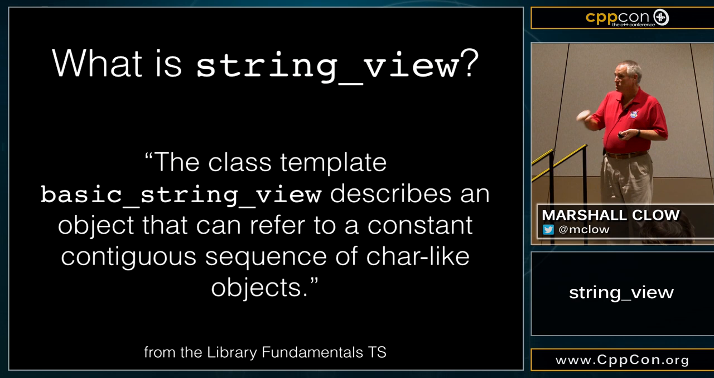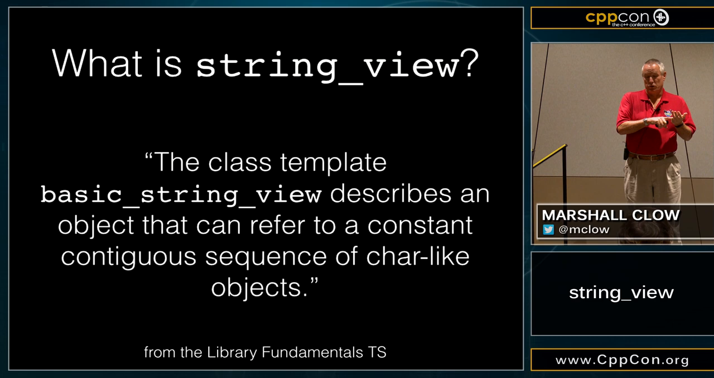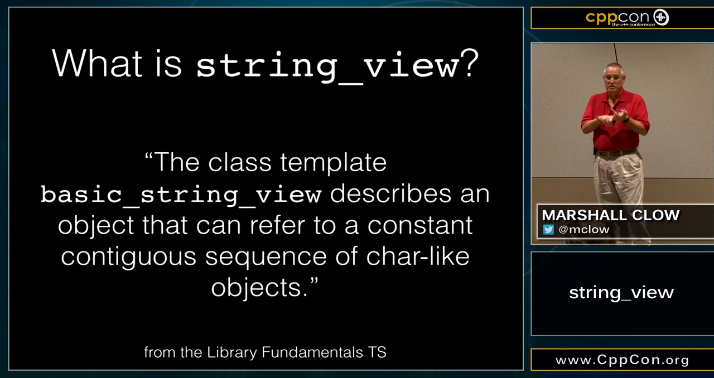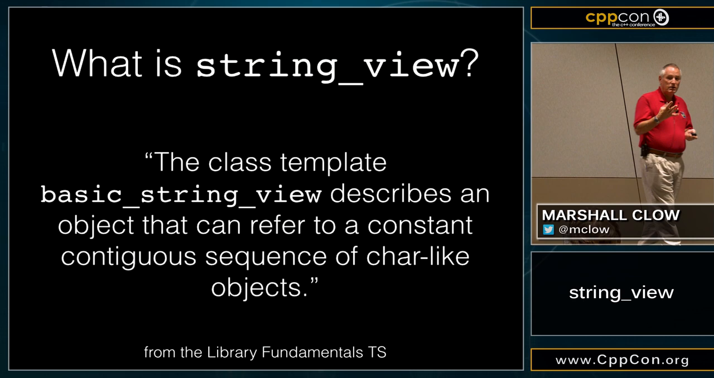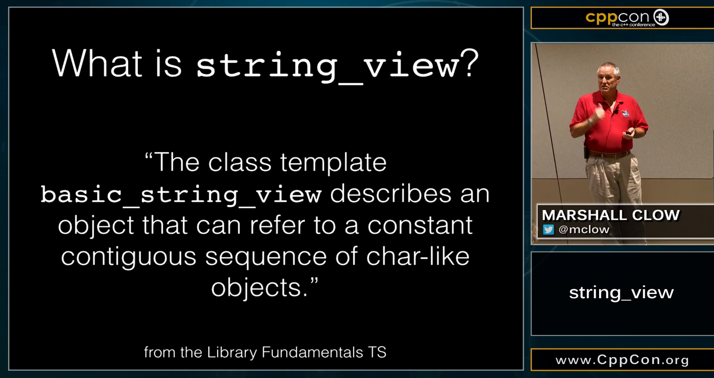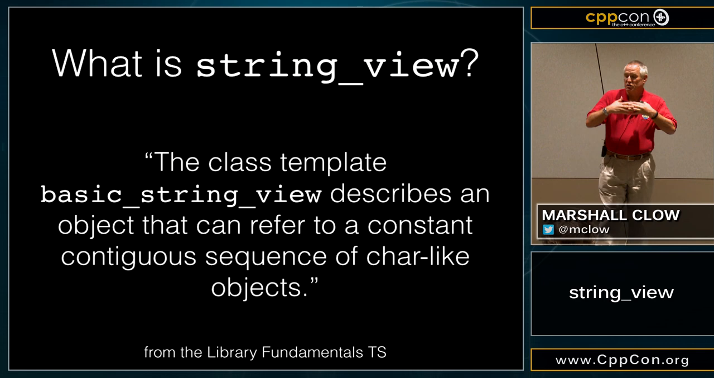So there are four specializations of basic_string_view that are defined in the library fundamentals TS. There's string_view, which deals with chars. wstring_view deals with wchar_t, then the UTF-16 string view. That's not the right name. That deals with 16-bit UTF characters, and the same for 32. Just like there are four specializations of basic_string for dealing with the same four character types. So there's very much a match between strings and string view, and we'll see that during the presentation. There's a lot of commonality between string and string view, which is not really surprising because string view is meant to interoperate very closely with strings.